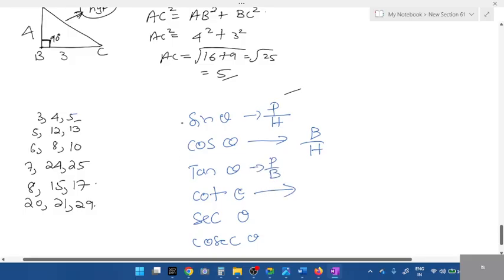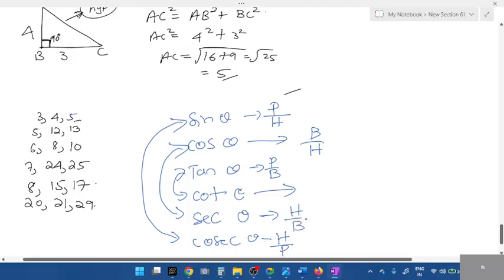Cot is reciprocal. Now use reciprocal relation. Left hand side arrows are for reciprocal relation. What is the reciprocal of sine? Hypotenuse by perpendicular. For sec, hypotenuse by base. Very good. For cot, it is the reciprocal of tan. Base by perpendicular.